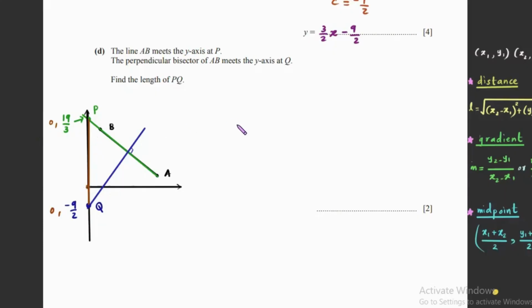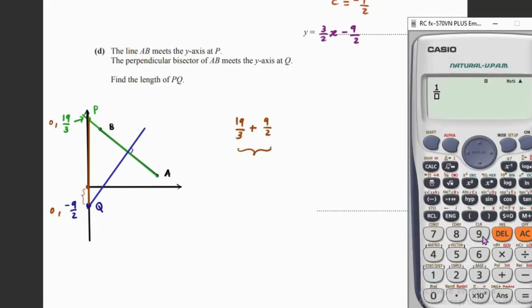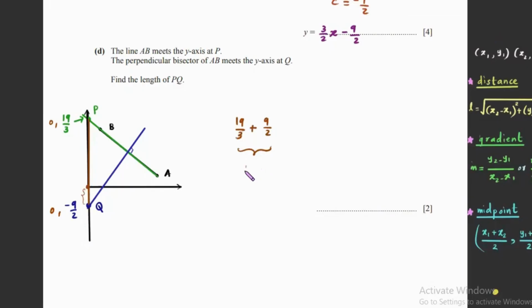From 0 to this point is 19 over 3. I need to add that distance and this distance. Minus 9 over 2 means the distance there is 9 over 2 or 4.5. So I need to add these two together. I can put this in the calculator. So we have 19 over 3 plus 9 over 2. When we add them up, we get 10.833 as the answer. So I can write it as 10.83 units, correct to 2 decimal places, as the distance between P and Q. Or we can also use the distance formula like I mentioned.